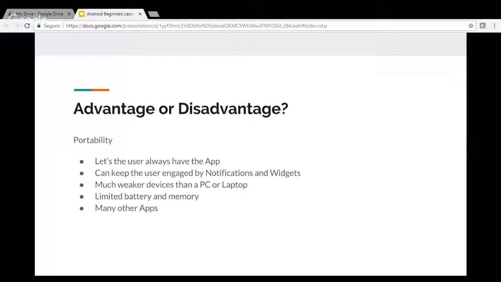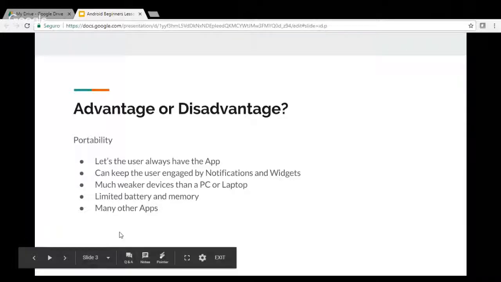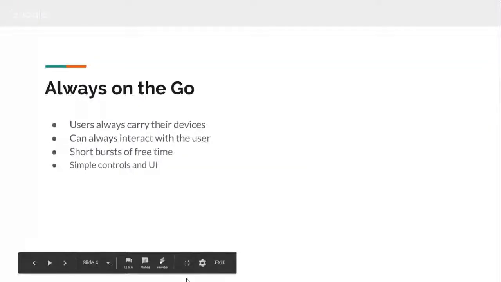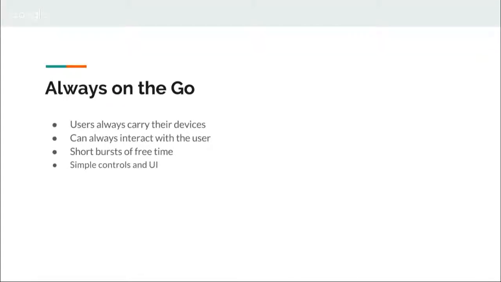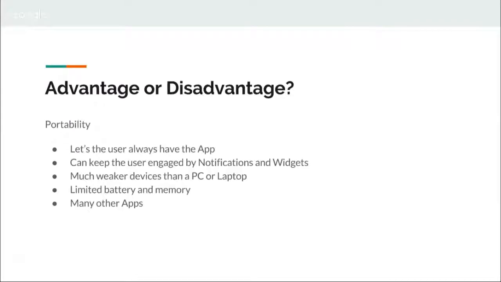So, developing for portable devices, is it an advantage or a disadvantage? Let's say it's an advantage because the user always has the device on them, right? And that means we can keep the user engaged, and there is a lot of system integration we can do for this purpose. We see that in lesson 5, where there are notifications and widgets that are an important part to keep the user engaged.